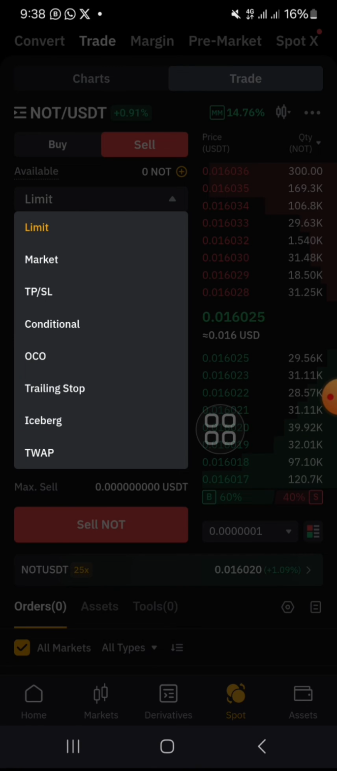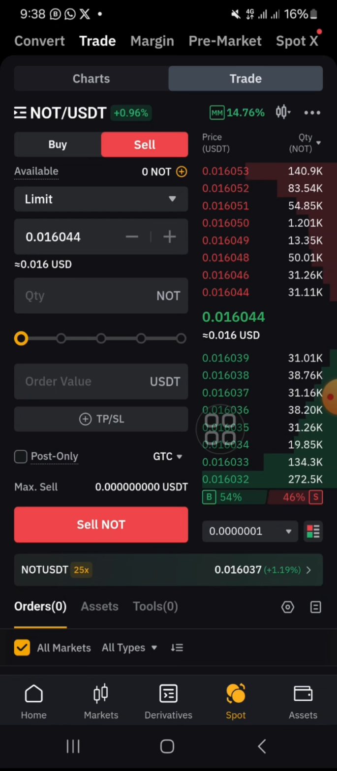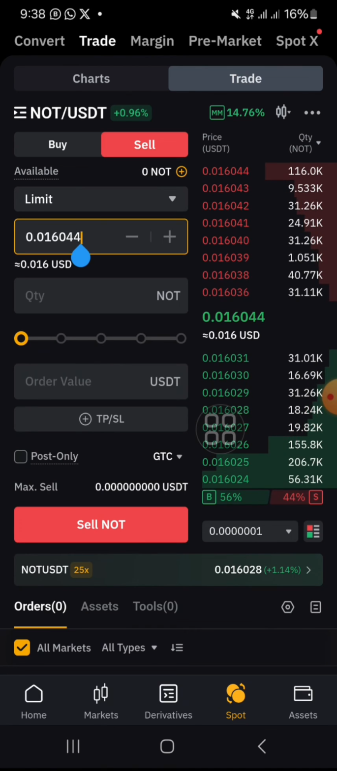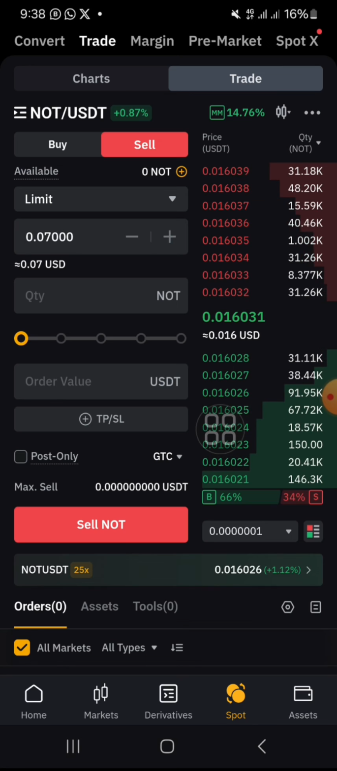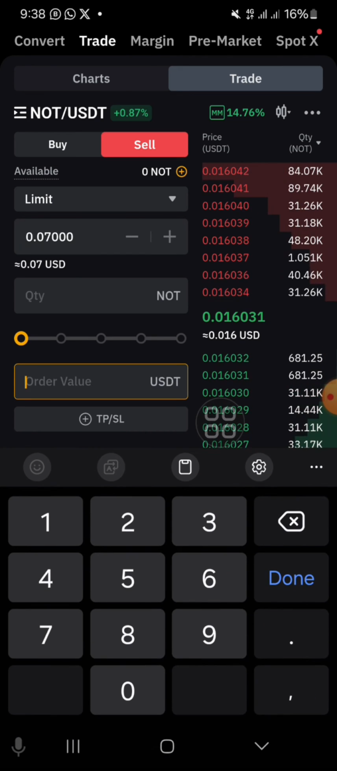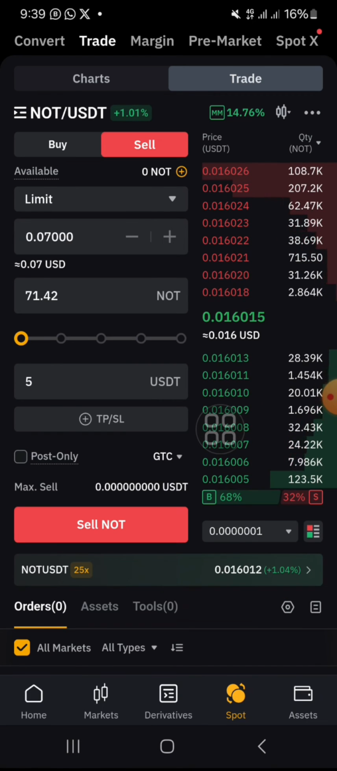The market and the limit are the same. Market, you want to sell at the current market price. Limit, for the limit order, you feel that the price is going to go up, you want to sell at 0.017 or 0.02. Put the price where you feel you want to sell. If you want to sell at 0.07, that's going to pump. You just put the price here, and in this place type the amount of Notcoin you want to sell. Then you can click on sell Notcoin. So guys, this is the simple way of how you can buy or sell Notcoin on spot trade.